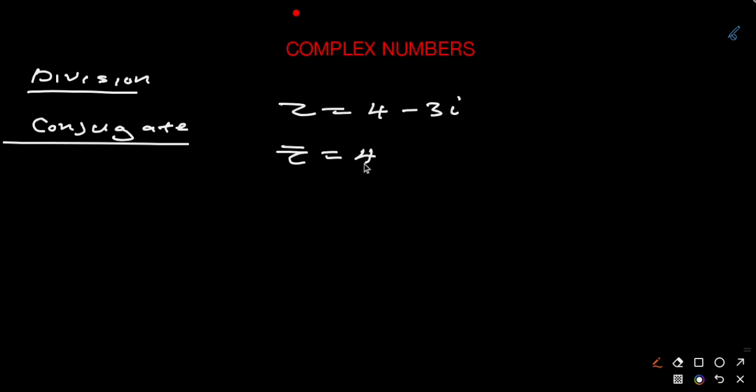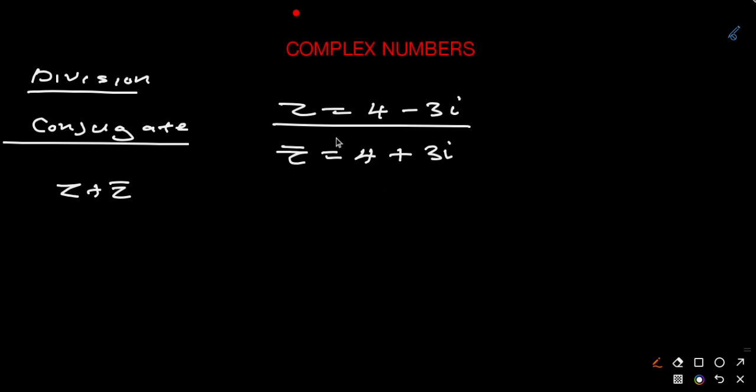So you maintain everything, then you just change the sign. So this is the conjugate of z. So if I ask you to find what z plus z bar is, they're just going to give you one thing here, which is this one. Then for the conjugate, you just need to find for yourself.